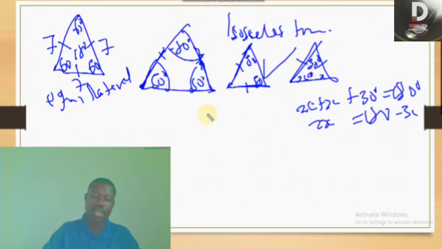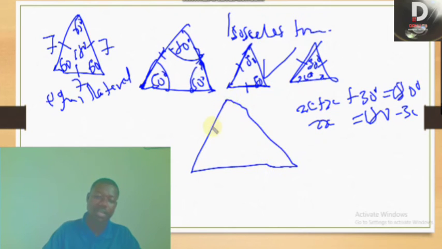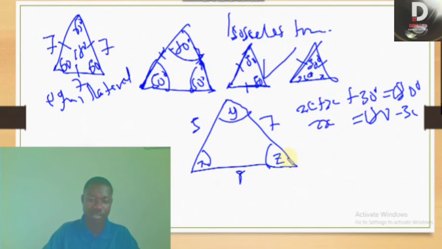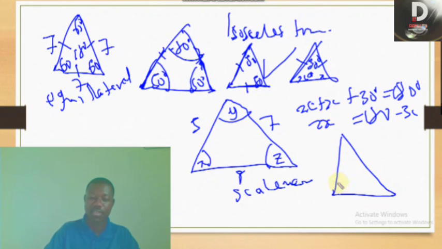That's the property. The next one is scalene. In a scalene triangle, all the angles and sides are different. You can see they are different. So if I say x, y, z, they are different. They don't have anything in common. That's a scalene triangle. The last but not least is the right angle triangle.